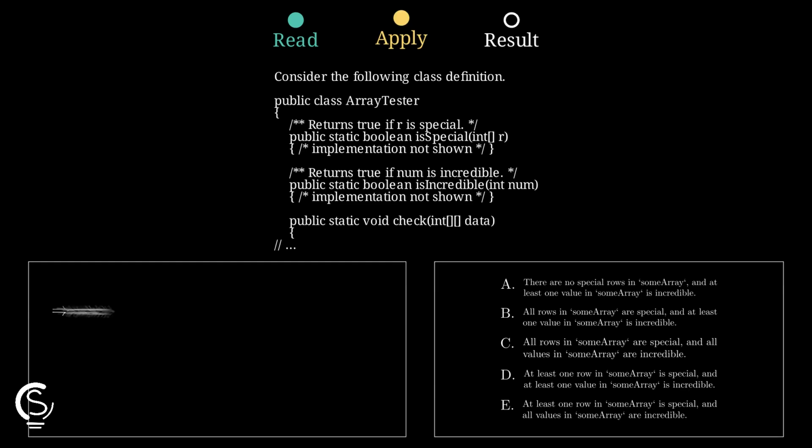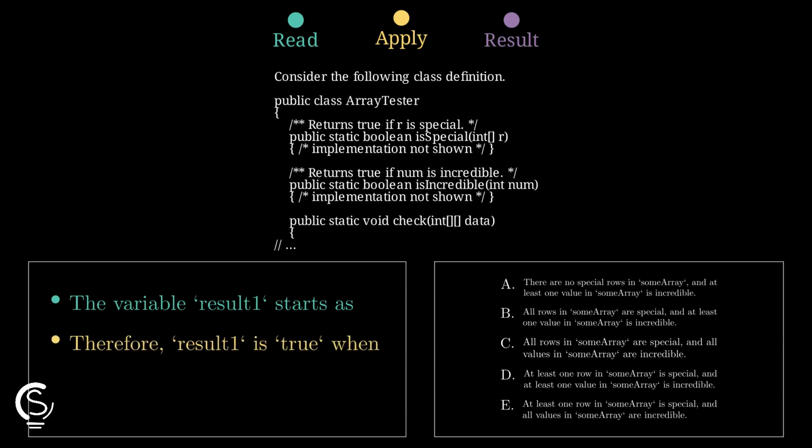Next, check result 2, which starts as true. It uses a logical AND inside the nested loop. This means every single integer in the entire array must be incredible to stay true. We need at least one special row and every value to be incredible. This makes option E the winner.